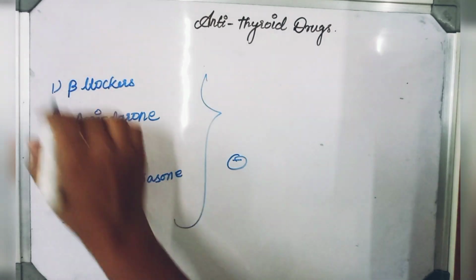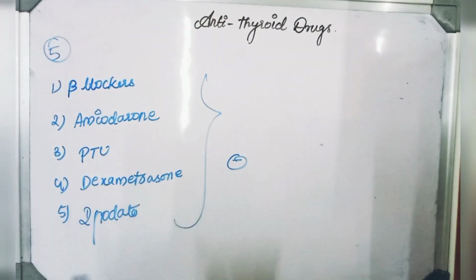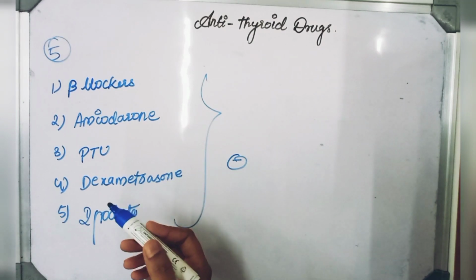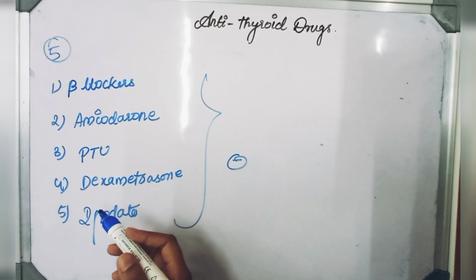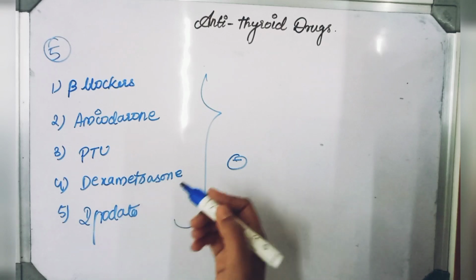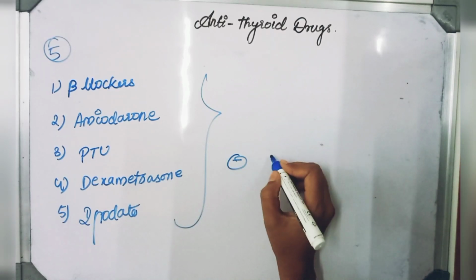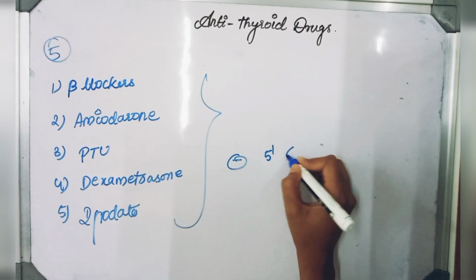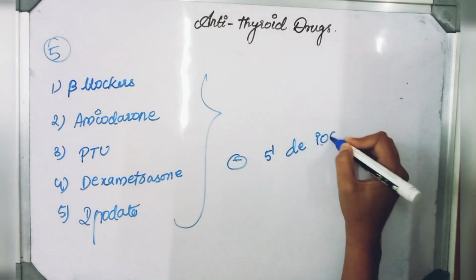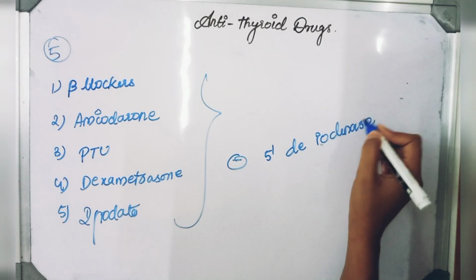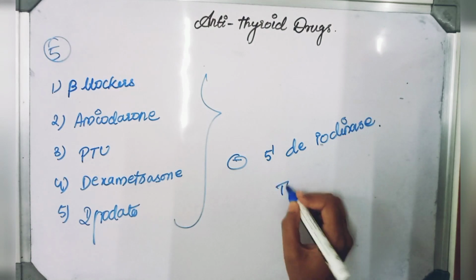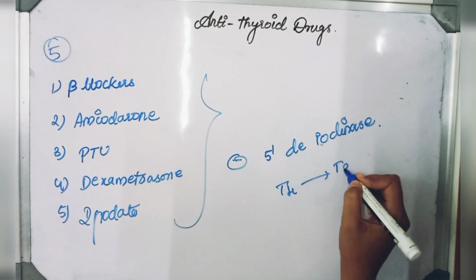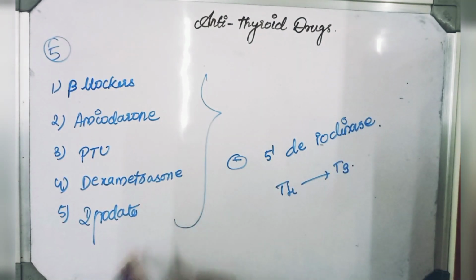Finally, we have the fifth group, that is beta blockers, amiodarone, propylthiouracil, dexamethasone and ipodate. These are beneficial, as we already know that an important enzyme called 5'-deiodinase is responsible for the conversion of peripheral T4 into T3. So this gets inhibited by these compounds.